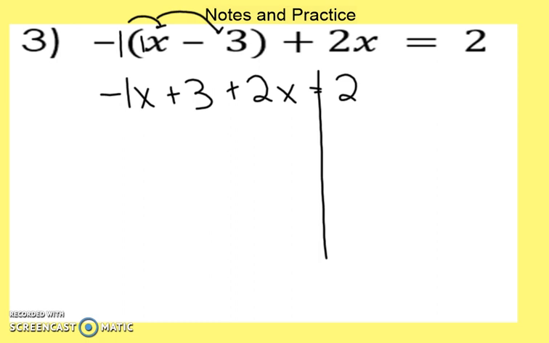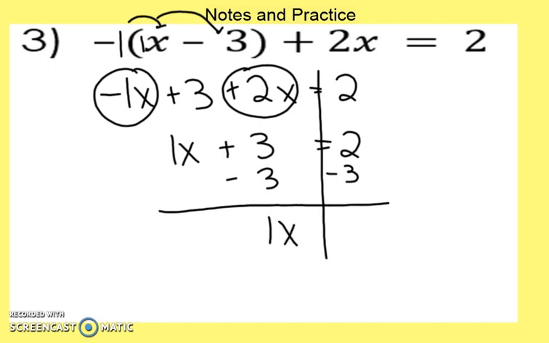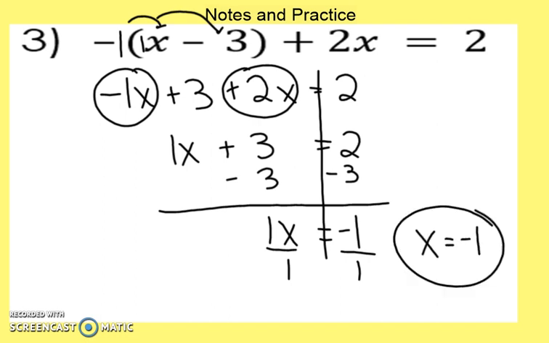Now I need to combine like terms, so I drew my line. That tells me I can combine negative 1 and positive 2, which gives me 1x plus 3 equals 2. From here, it's a two-step equation. The opposite of adding 3 is subtracting 3 on both sides. We're going to bring the 1x down. That equals negative 1. Now, from here, you can divide by 1 if it's helpful to remind yourself to do that. But either way, x is going to equal negative 1.